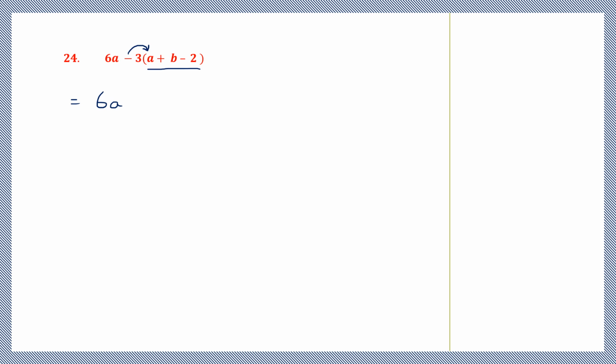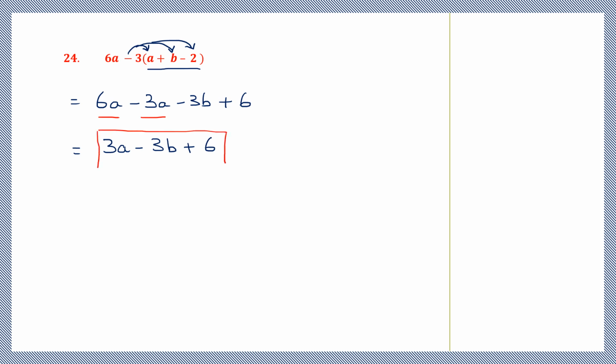Okay, so minus 3 into a is minus 3a. Now minus 3 into plus b will be minus 3b. Minus 3 into minus 2. Minus into minus is plus, 3 2s are 6. Now there are like terms, 6a minus 3a. 6 minus 3 is 3. So 3a minus 3b, and then we also have 6 there. So our answer here is 3a minus 3b plus 6.